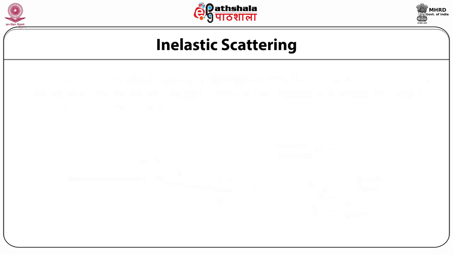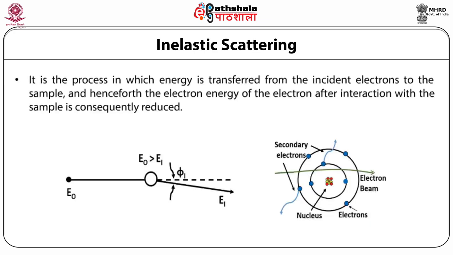Inelastic scattering. Inelastic scattering is a process in which energy is transferred from the incident electrons to the sample, and hence the energy of the electron after interaction with the sample is reduced. That means E0 is greater than E1. In inelastic scattering, the trajectory of the incident electron is only slightly perturbed, but energy is lost through interactions with the orbital electrons of the atoms in the specimen.